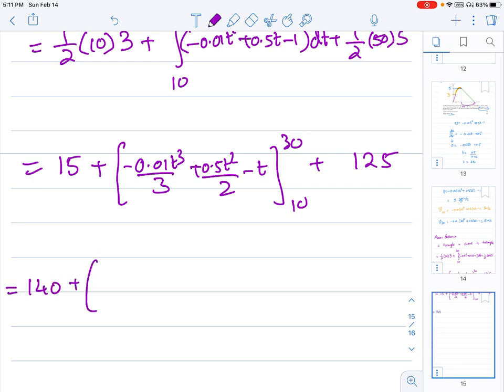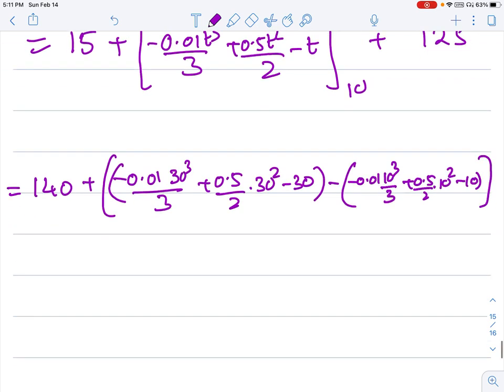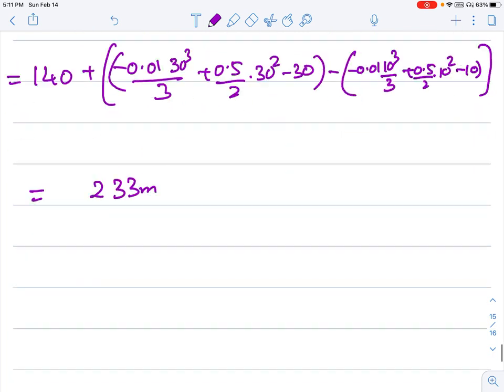Then substitute the upper limit: minus 0.01 times 30 cube by 3 plus 0.5 by 2 times 30 square minus 30, minus the lower limit: minus 0.01 times 10 cube by 3 plus 0.5 by 2 times 10 square minus 10. Simplify this, the total answer should be 233 meters. That is going to be the answer for the total question.